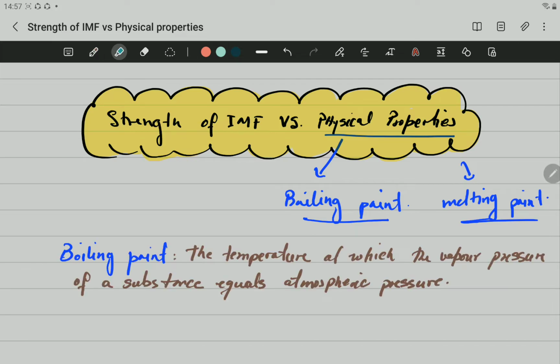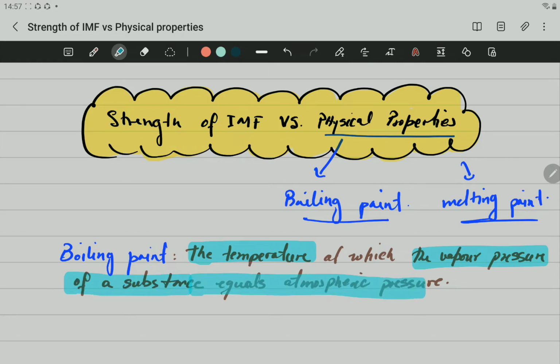First, boiling point. Boiling point is the temperature at which the vapor pressure of a substance is equal to the atmospheric pressure. We are going to go into more detail on that definition later on when you are in grade 12, but for now you have to learn the definition of boiling point.